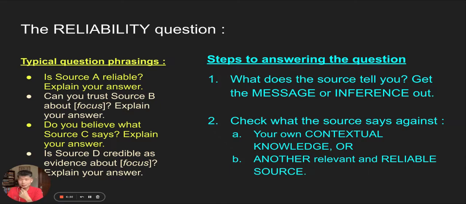If another source supports and agrees with what the source says, then you conclude the source is reliable. If the other source contradicts, challenges, or disagrees with what the original source says, you can conclude that the original source is unreliable. That's the introduction. That's the theoretical basis of reliability.